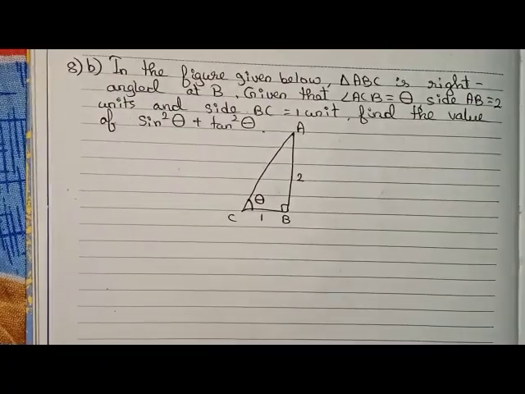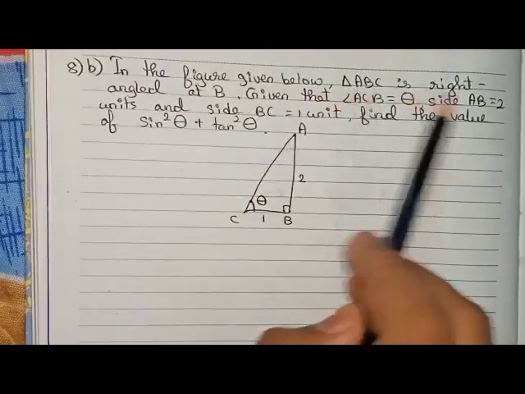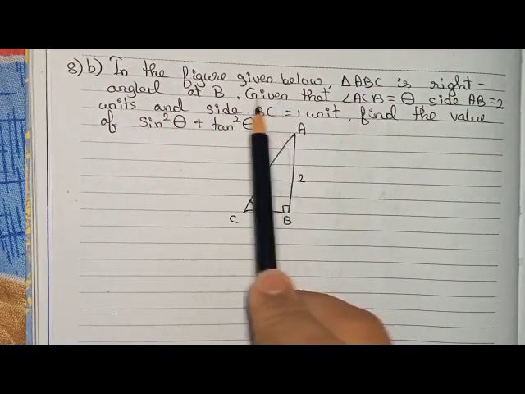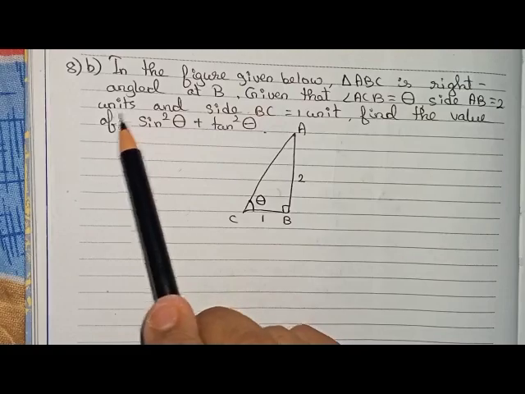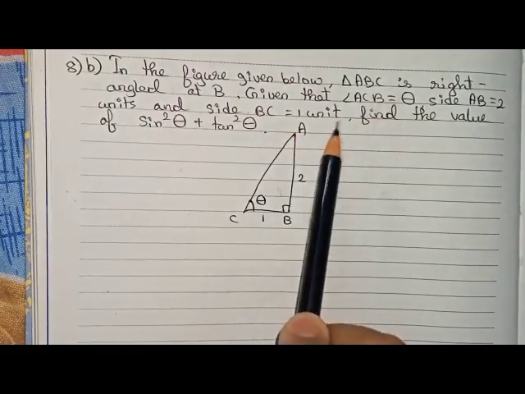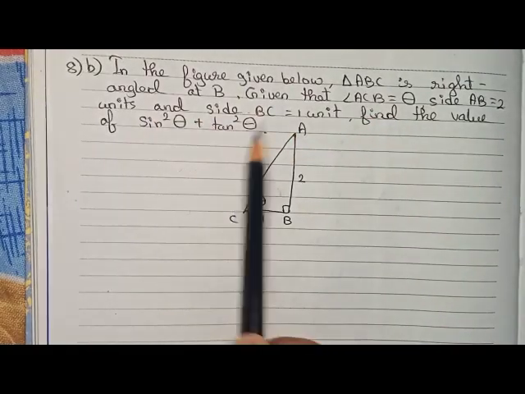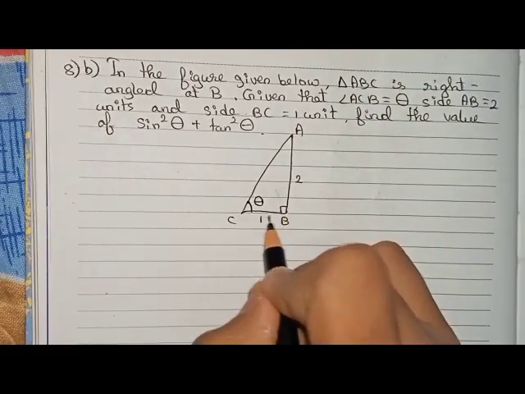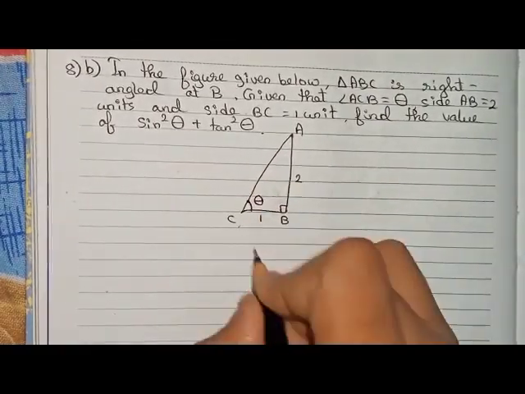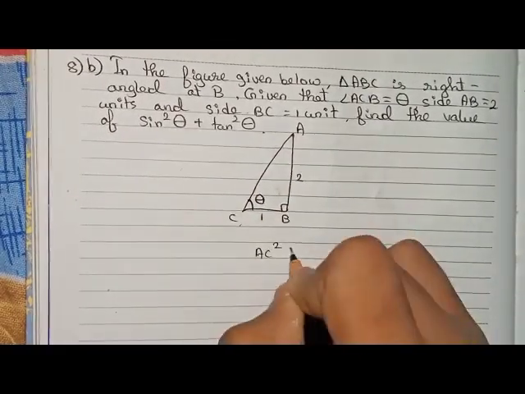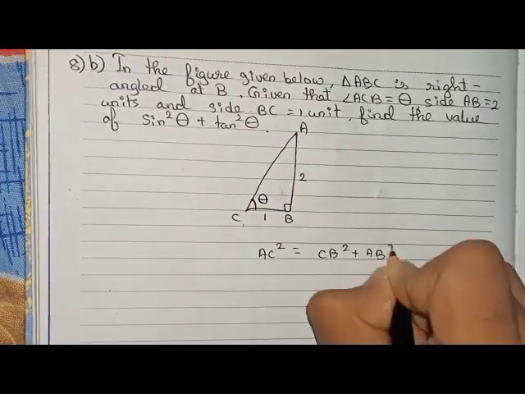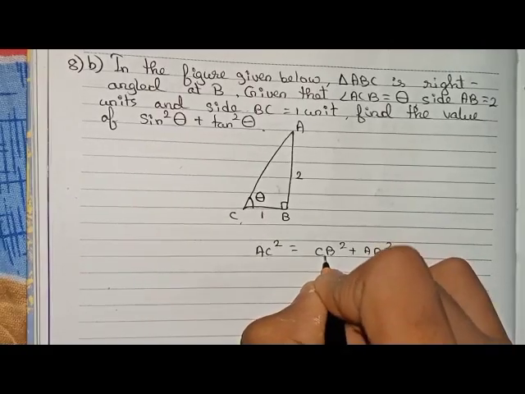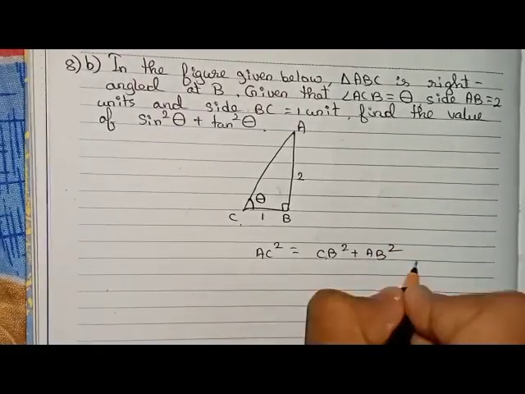Question number 8b. In the figure given below, triangle ABC is right angled at B. Given that angle ACB is equal to theta, side AB is equal to 2 units and side BC is equal to 1 unit. Find the value of sin square theta plus tan square theta. So first we have to find AC. So AC will be the hypotenuse. So CB square plus AB square.